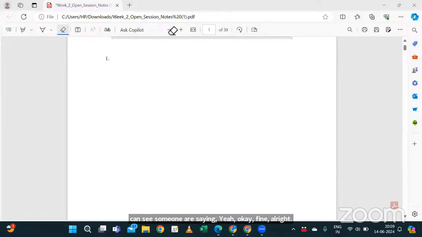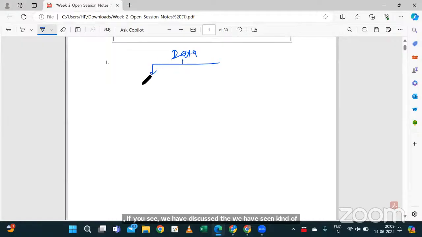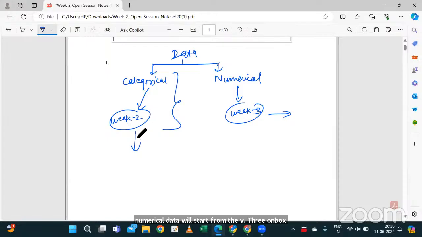Let me discuss the concepts of week two. In week one, we have seen kinds of data, right? Data had two types: very first is categorical data and another is numerical data. In week 2, we'll see more about categorical data, like visual representation and all, and more about numerical data we'll start from week 3 onwards.